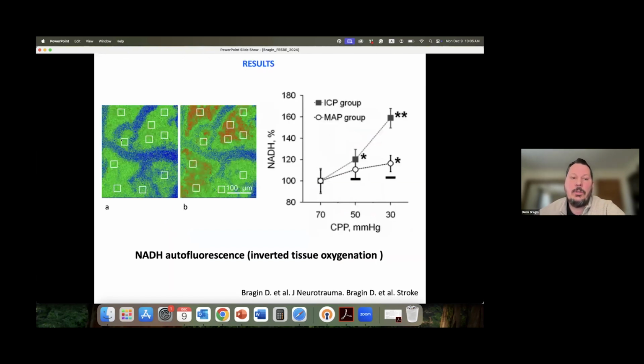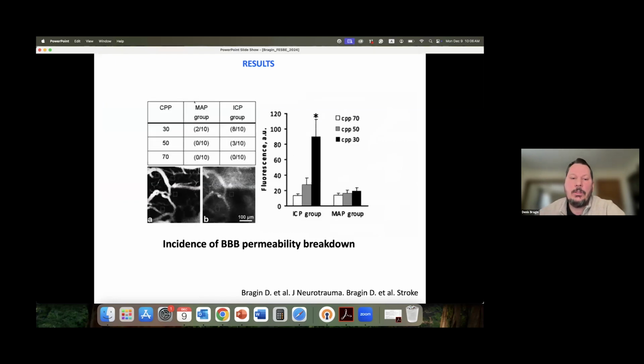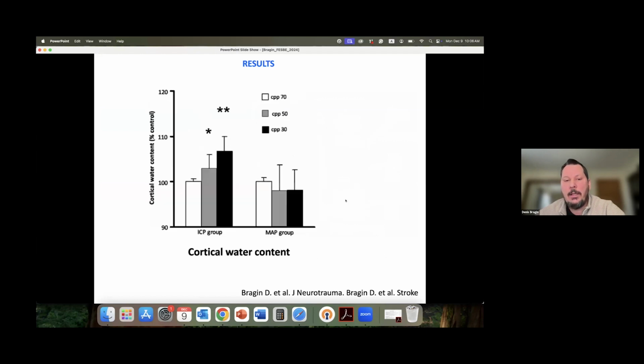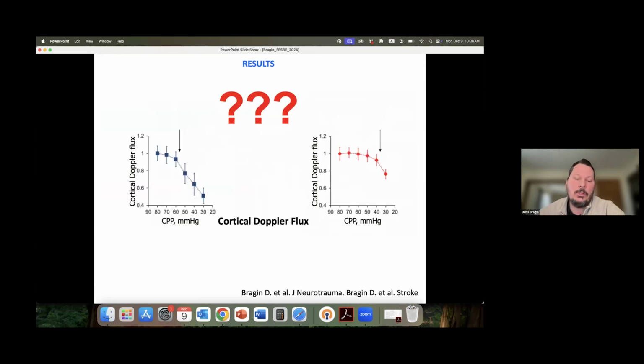However, at the same time, with NADH imaging, which was done simultaneously with cerebral blood flow imaging using multiphoton microscopy, we showed that in the group with increased ICP, the tissue hypoxia was much higher than in the arterial pressure decrease group. The same thing we demonstrated with the blood-brain barrier, which was disrupted more dramatically in the group with increased ICP as opposed to arterial pressure. And the same thing was the brain water content or edema, which was dramatically increased in the ICP group where we increased ICP.